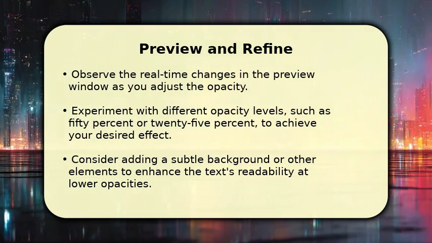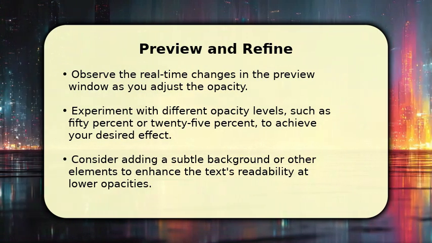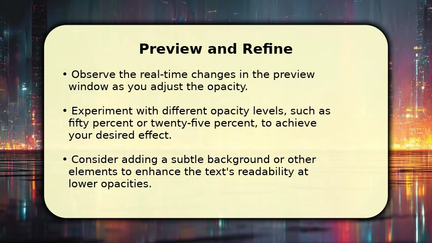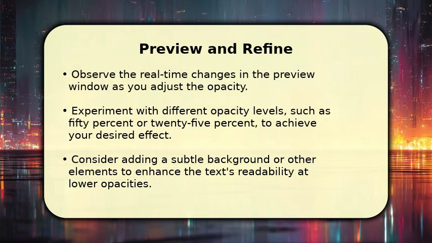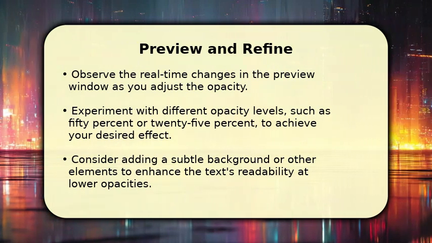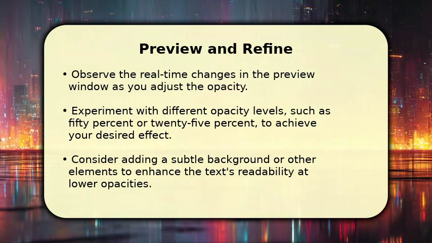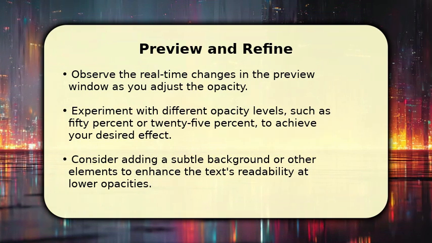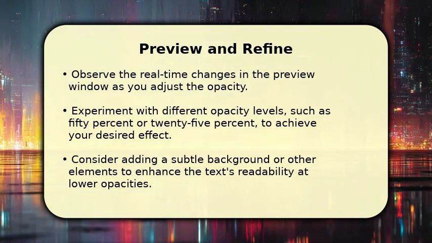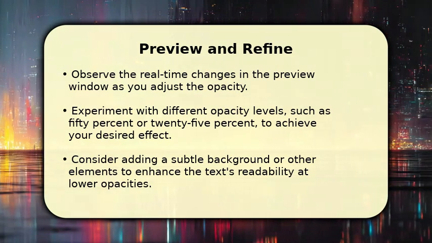Don't hesitate to experiment. Try setting it to around 50% for a semi-transparent look, or even 25% for a very subtle effect. Sometimes, when text is less opaque, adding a subtle background or another visual element can help maintain readability while still achieving that desired soft appearance. Play around until it looks just right for your video.